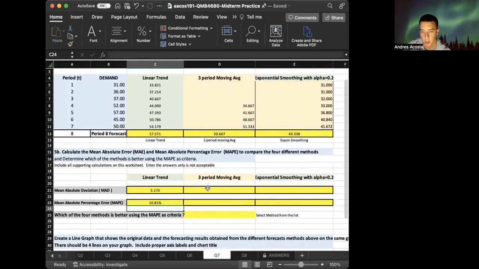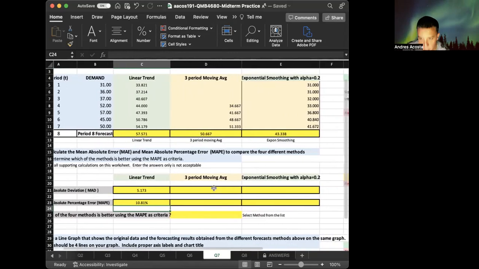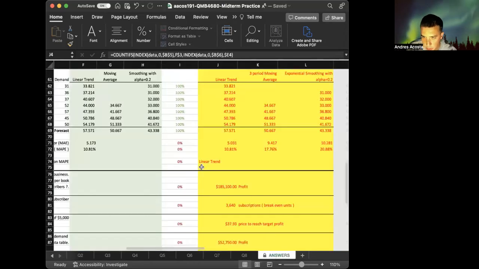Now for the 3-period moving average, same thing. Actually, am I even recording? Yes, I am. Okay, so for the 3-period moving average, we would have to do the same thing. Oh, actually, see, we're doing our things correctly.